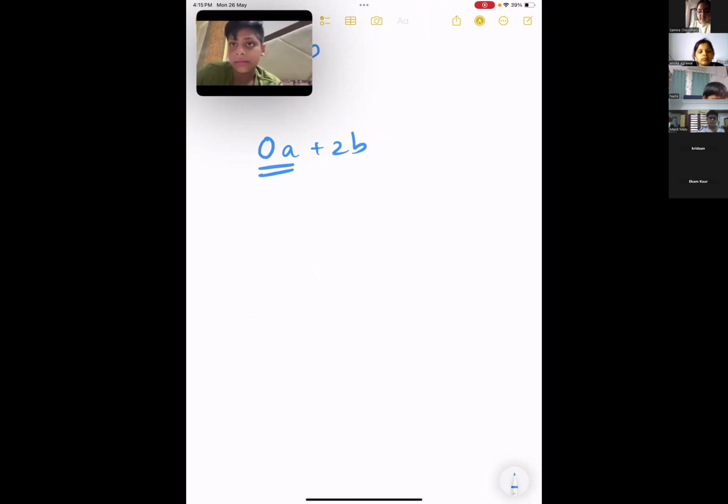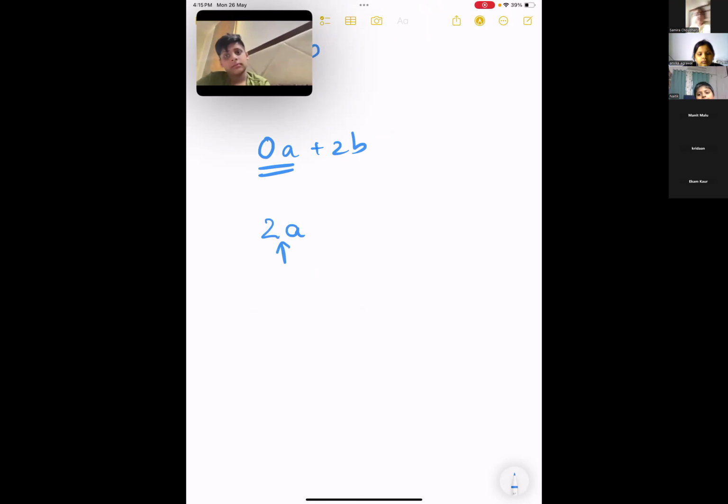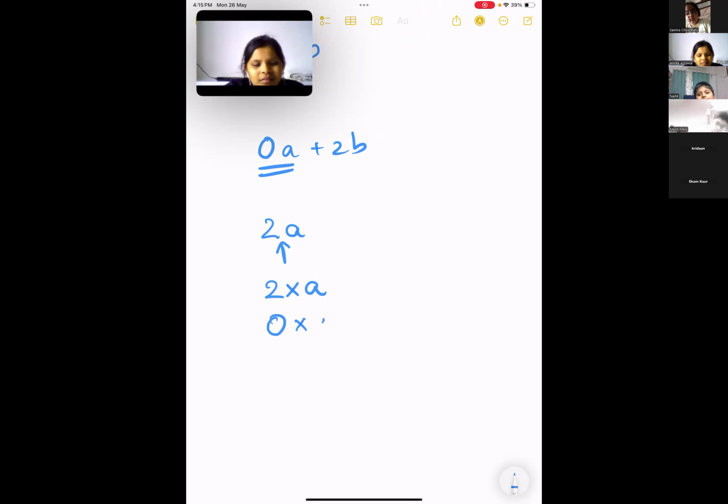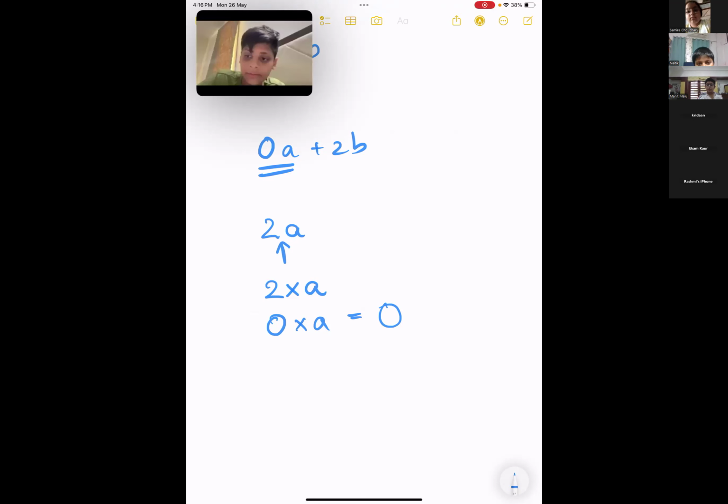What did I tell you in the previous class? If I have 2a written, which operation is missing over here? Multiplication. And if I multiply 2 times a, so suppose if 0 times a comes, so what is 0a? 0. So don't give that answer 0a. There's nothing as 0a. Okay? So Grahil, rectify that error.